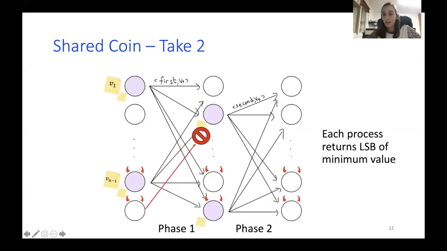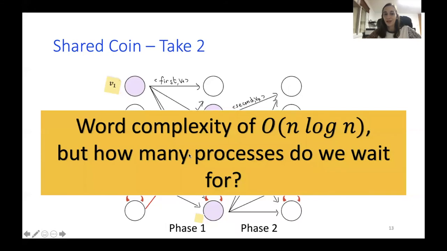We want to avoid Byzantine processes that aren't elected to the committee affecting the result, but this is okay because Byzantine processes that aren't elected cannot provide proof of their election. This results in a word complexity of n log n, but we encounter a problem, which is how many processes do we wait for before moving on to the next step?